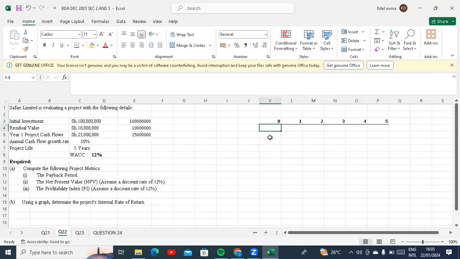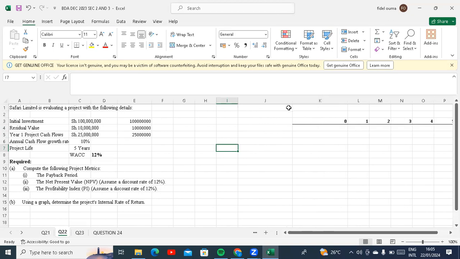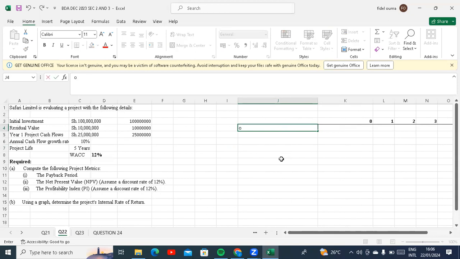Good. Because this question did not have the tax aspect, I'll take the cash flows as the operating cash flows of the project. So I'll say operating cash flows. I'll adjust the size of this cell, reducing it a bit.